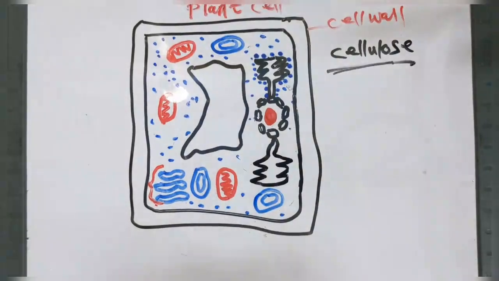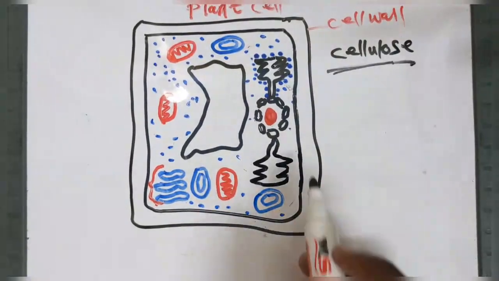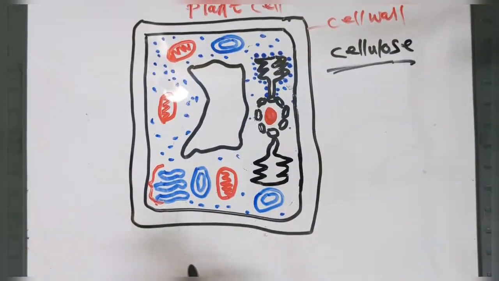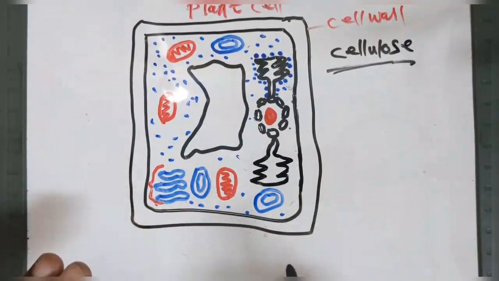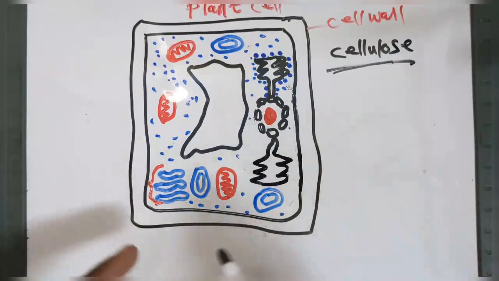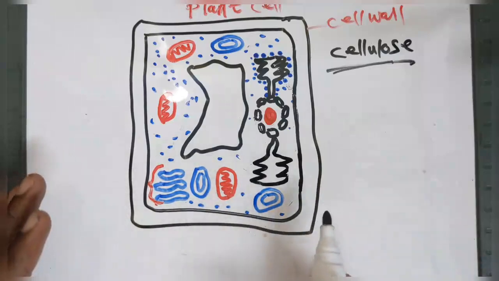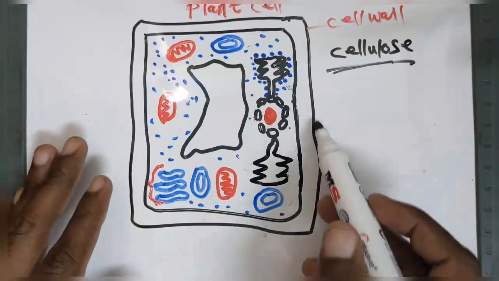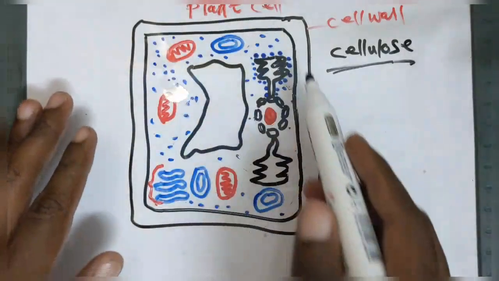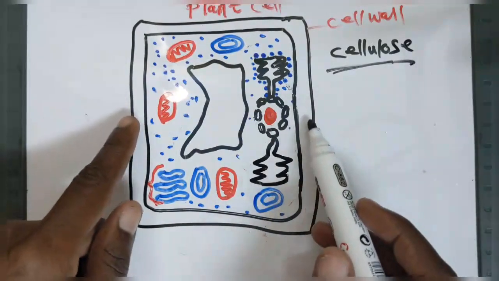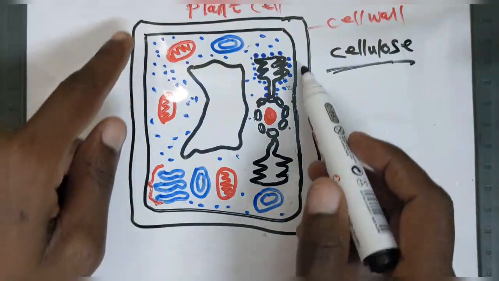Okay, so what do I mean when I say it is permeable to all substances? It is permeable to all substances, meaning that it allows all the substances to enter the cell and leave the cell. So this cell will allow them, no matter what particles they have. They will enter the cell.